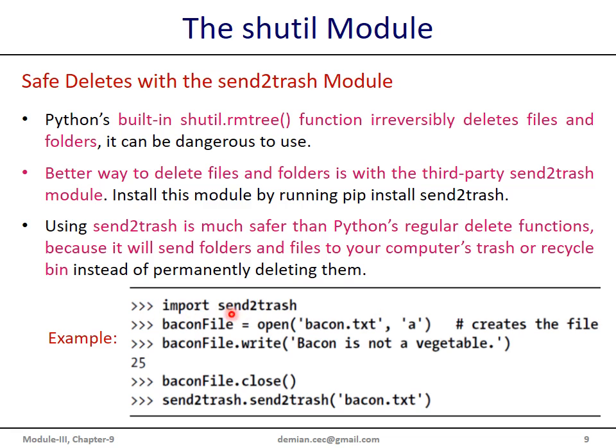Here is an example. We import the module and we create a text file, and then we delete that file by specifying the function send2trash. Here send2trash is a library module, and send2trash.send2trash is a function which takes the file path as the argument. Here we have used the file name present in the current working directory, and this file is deleted, not permanently, but moved to the recycle bin so that we can recover it if needed.